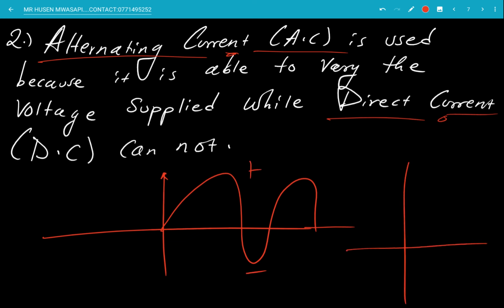But if you look at direct current, if the current is positive, it just stays like that. If it's negative, it just stays direct. It will be constant. But for alternating current, the current will be alternating. Positive, negative, just like that. So be mindful about that.